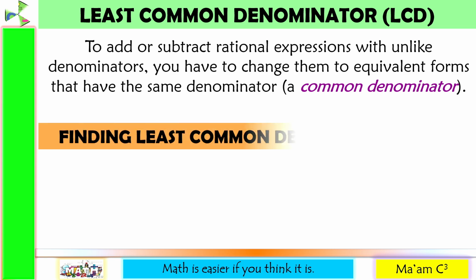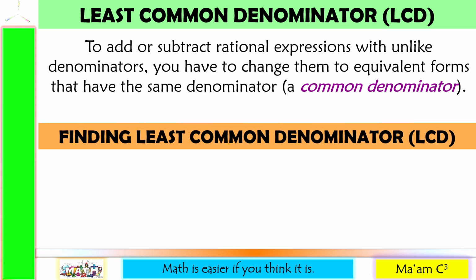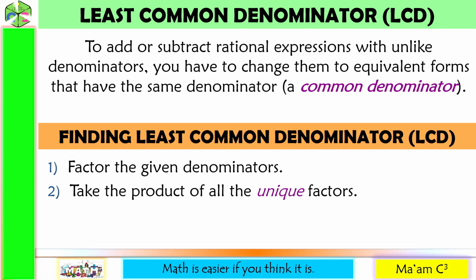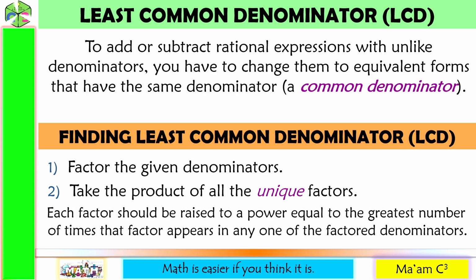So to find the least common denominator or LCD, first we have to factor the given denominators. Second, we have to take the product of all the unique factors. Each factor should be raised to a power equal to the greatest number of times that factor appears in any one of the factored denominators. To show you, here is an example.